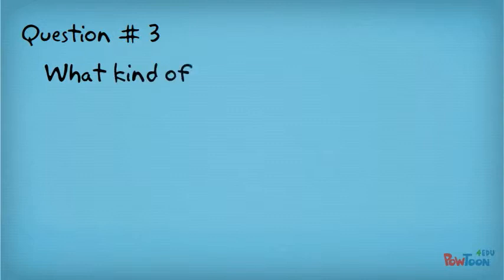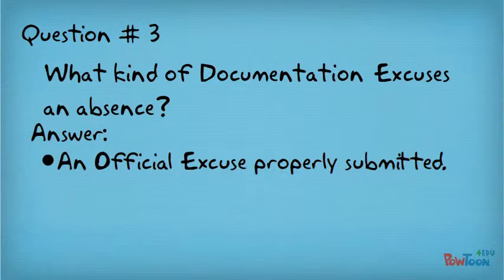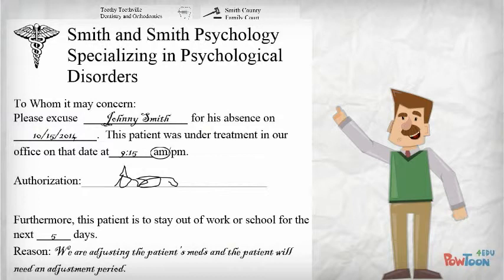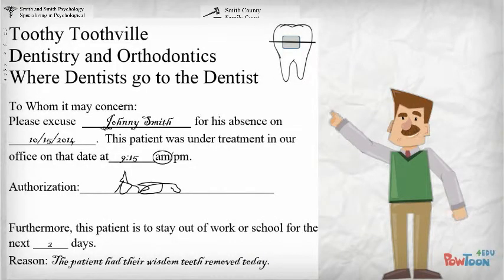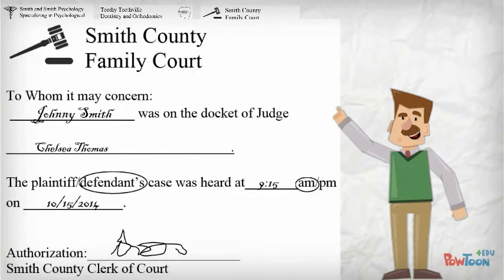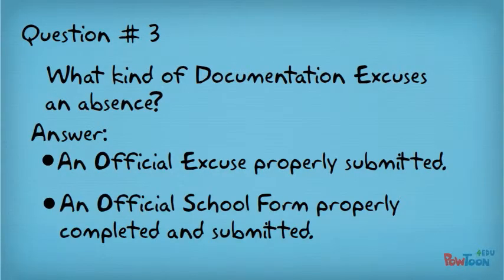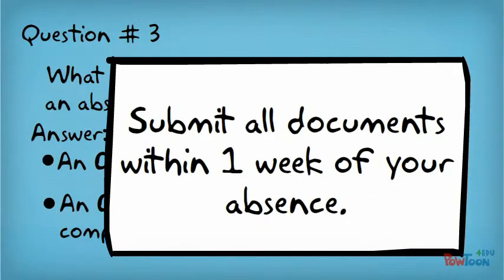What kind of documentation excuses an absence? One is an official excuse properly submitted to the office. These official excuses include doctor's notes, dentist and orthodontist notes, court notes, and a few others. The other document that excuses an absence is an official school form properly completed and submitted for college days and independent study days. All documents must be turned in within 1 week of the absence.